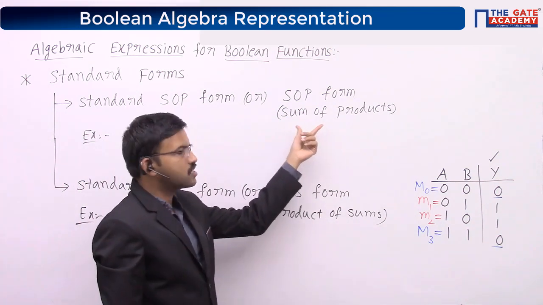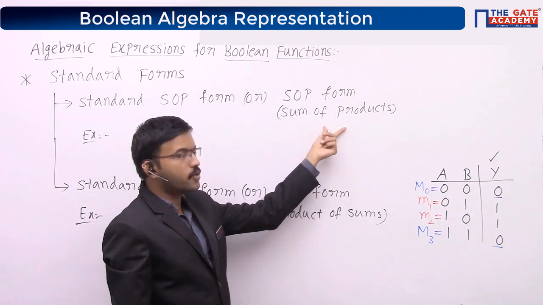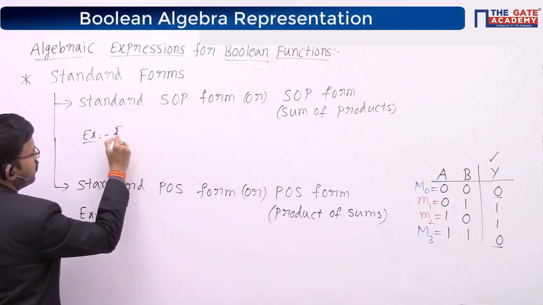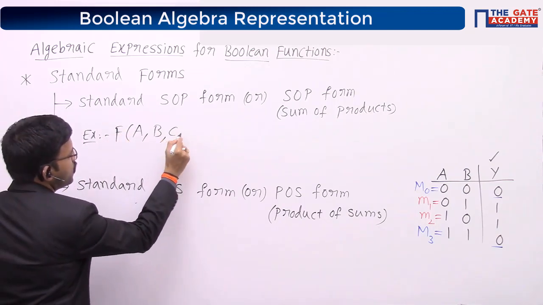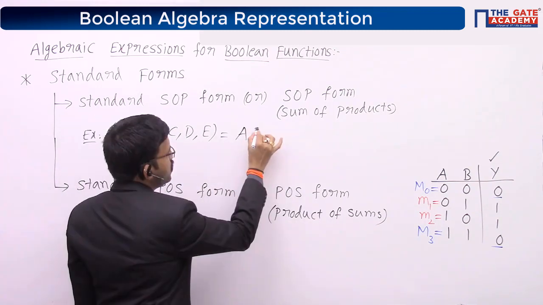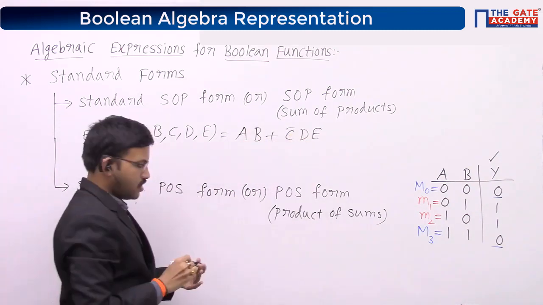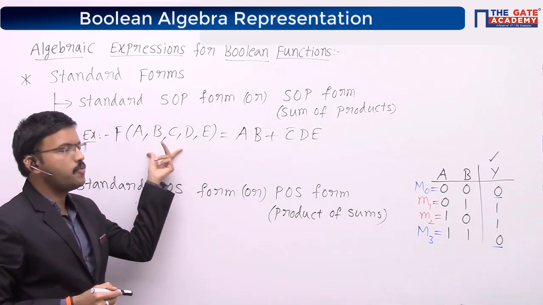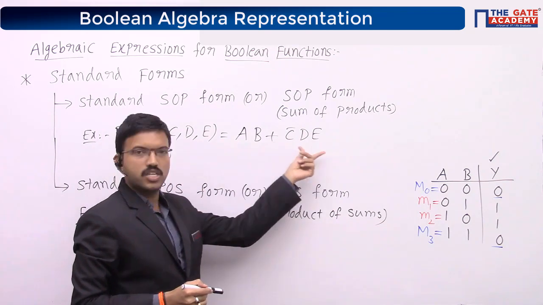SOP is nothing but sum of products. That means here product terms are there which are summed together. Suppose, for example, I am considering 5 variable Boolean function f of a, b, c, d, e. So I got the simplified function like this. Suppose a, b plus c bar d, e. See here, if you observe, it is a 5 variable function. Number of variables are 5. Okay. Here I got the function like this.